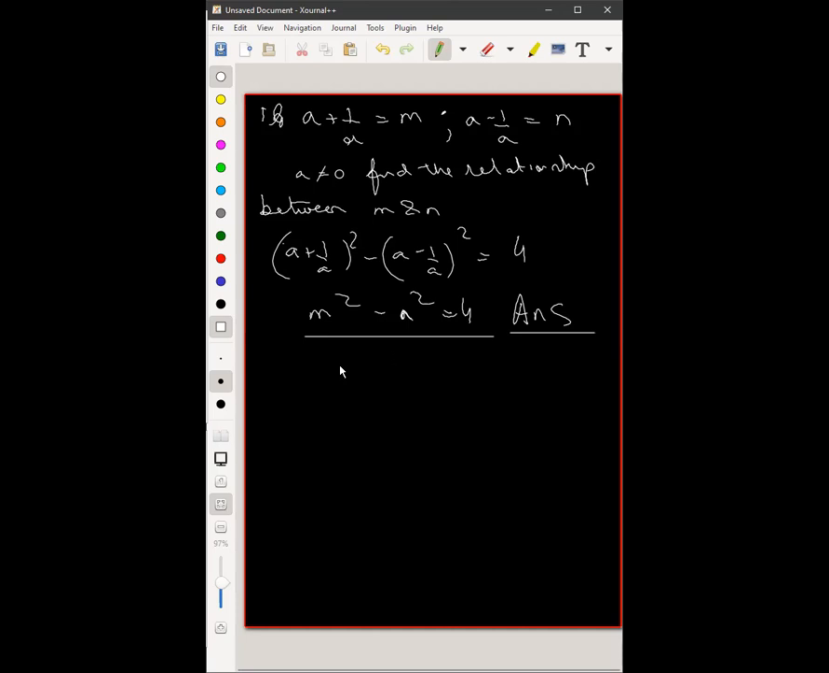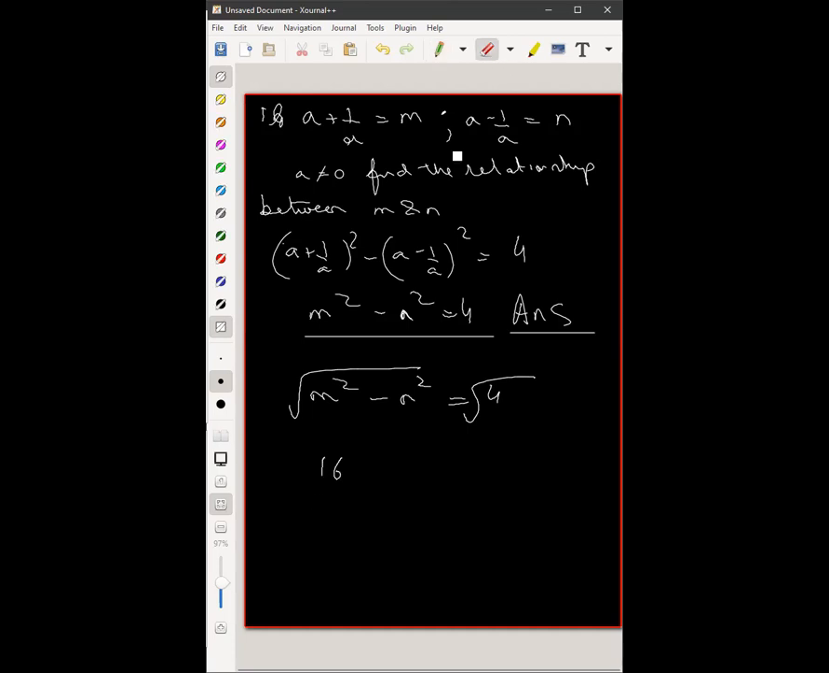Sir, can we square root 8 on both sides? This is a common doubt we have. Can we do this? Yes. Okay, let's do this, Ishan.